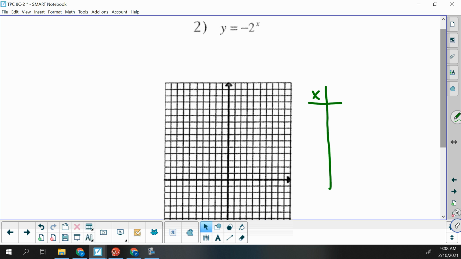For this one, there are no shifts left and right. So again, you can put 0 as your middle value. 2 to the 0 is 1, and then negate it, you get negative 1. 2 to the 1 is 2, negate it, you get negative 2. 2 squared is 4, negate it, you get negative 4. It's basically our last graph, and everything's just negated. So we have minus a half and minus a fourth.